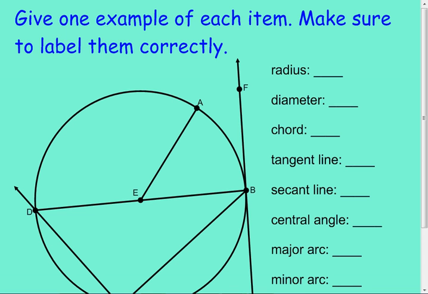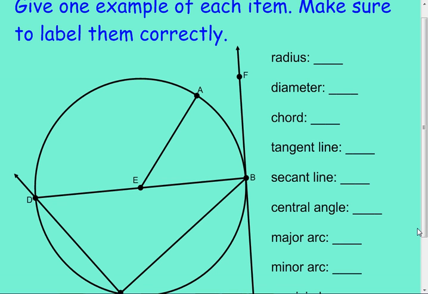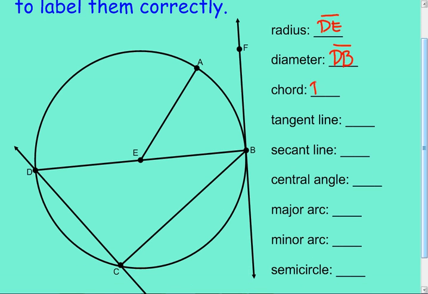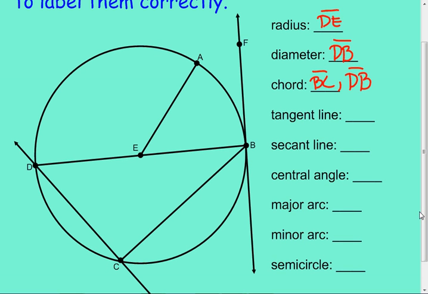Okay, let's do this quickly, and then we have one more thing to do. What's one radius? A radius, DE. That's a radius. There's a whole bunch of them. What's the diameter? There's only one listed. DB. What's one of the chords? DC. And also the diameter is a chord, so you could have either one of those there. Where's the tangent line? The tangent line only touches in one place. So it's FB.